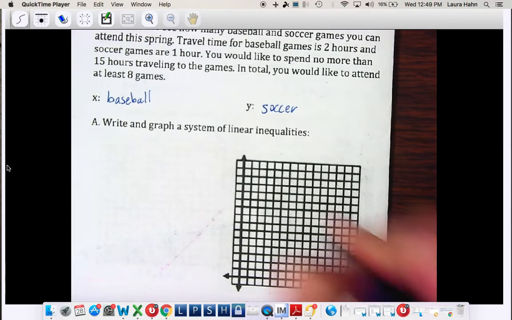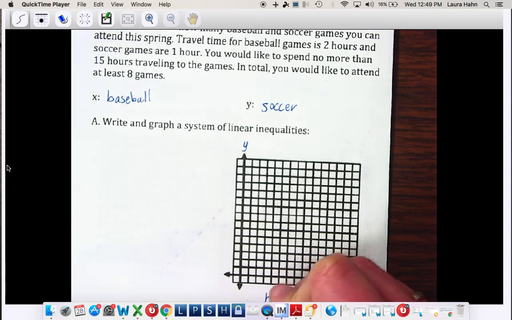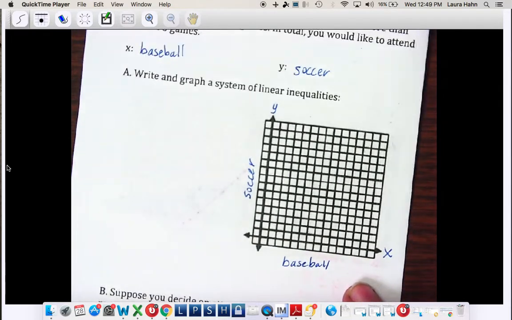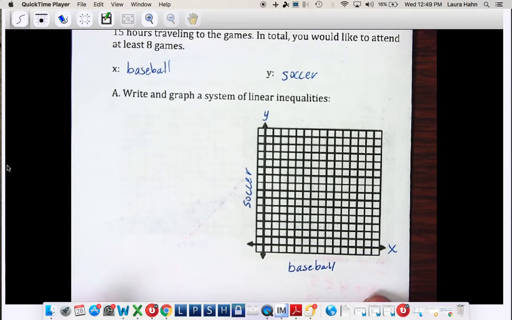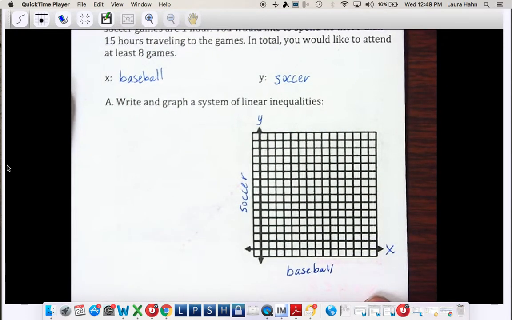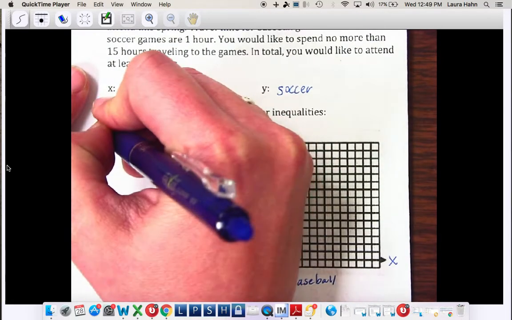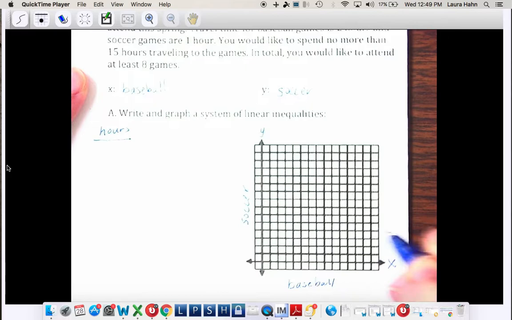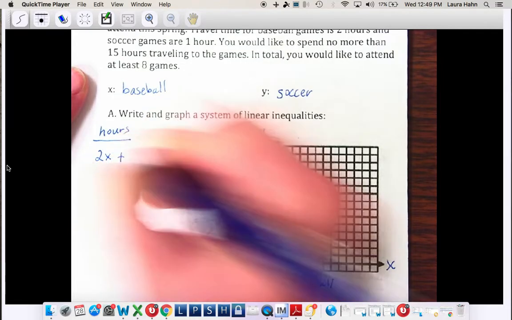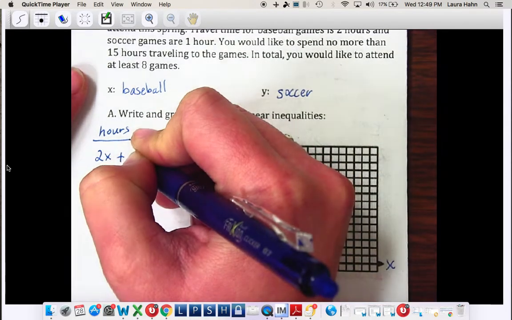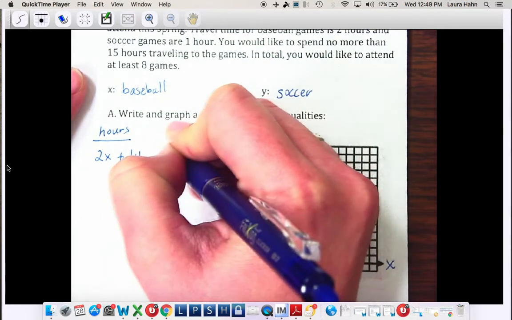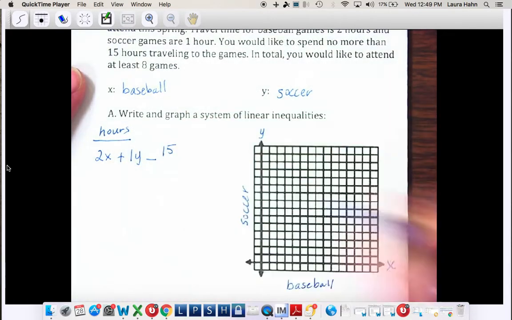So I'm going to go ahead and label my table. Baseball down here, soccer on the y-axis. So my first one is going to be talking about the number of hours I'm spending, right? And I know to get to a baseball game, it takes me 2 hours, so 2x for every baseball. Plus, it's going to take me 1 hour for every soccer game, so that's 1y. And I want to spend no more than 15. So no more than 15, which means 15 would be okay.